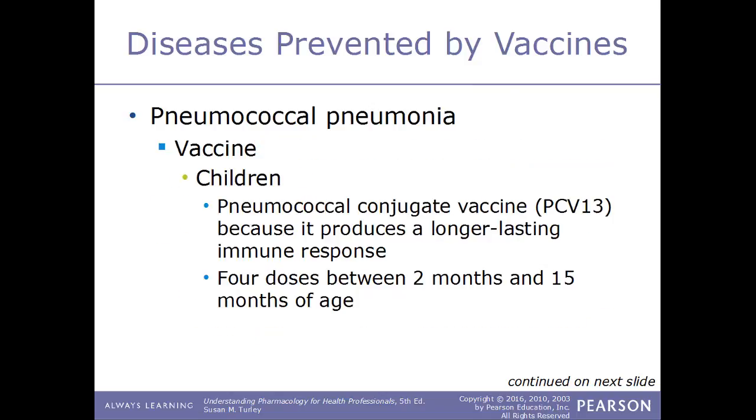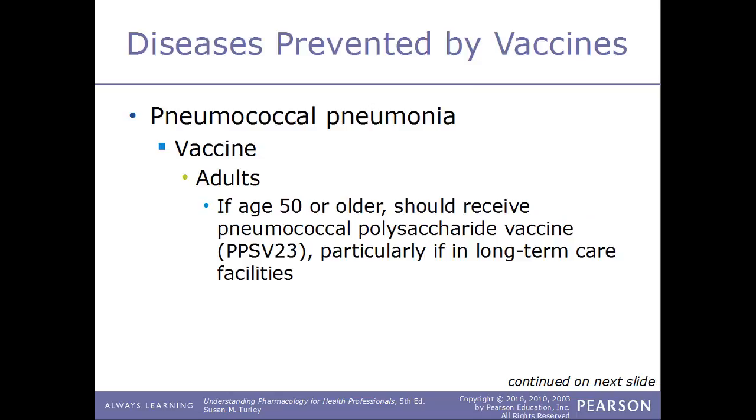Now, the vaccine for pneumococcal pneumonia is different depending on if it's an adult or if it's a child. For children, they would be given a pneumococcal conjugate vaccine, or PCV13, because it produces a longer-lasting immune response. This is given as 4 doses between the ages of 2 months and 15 months. For adults, if they are aged 50 or older, they should receive pneumococcal polysaccharide vaccine, or PPSV23, particularly if they live in a long-term healthcare facility.